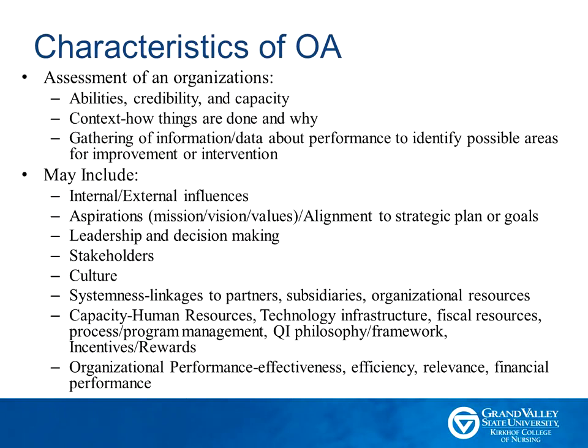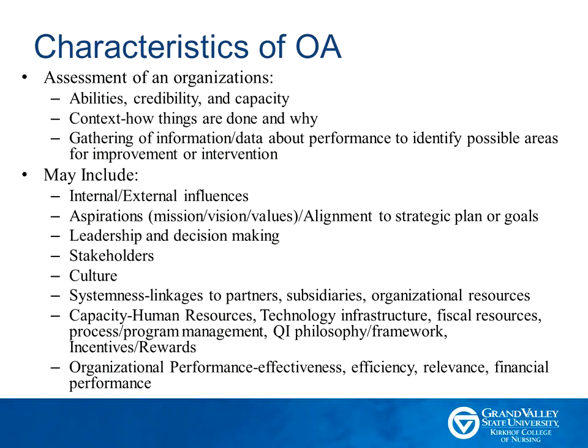So the characteristics of an assessment of an organization include looking at the abilities, credibility, and capacity, and the context within how things are done and why they're done. Basically, you're gathering information and data about performance to identify possible areas for improvement or an intervention. It may include internal and external influences, aspirations like the mission, vision, or values, alignment to strategic plans or goals, and it also should look at leadership and how decisions are made, who the important stakeholders are, and the culture of the organization.